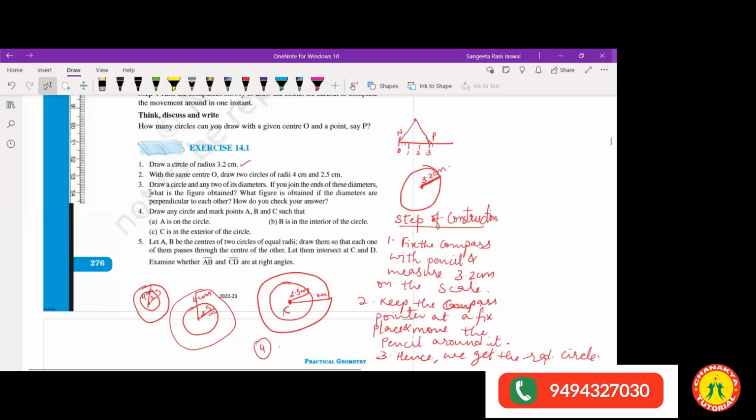Okay, let's see the next question. Draw a circle and any 2 of its diameters. If you join the ends of these diameters, find the figure obtained. What figure is obtained if the diameters are perpendicular to each other? How do you check your answer? Now draw a circle and any two of its perpendicular diameters.